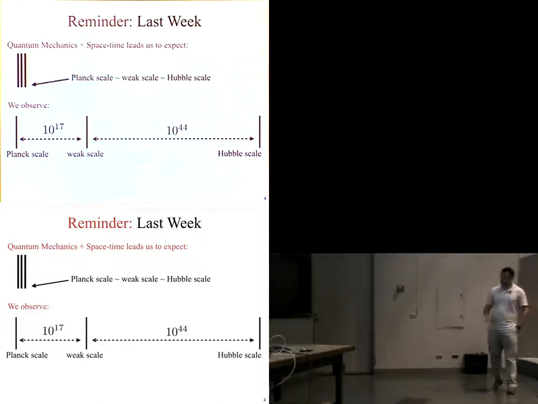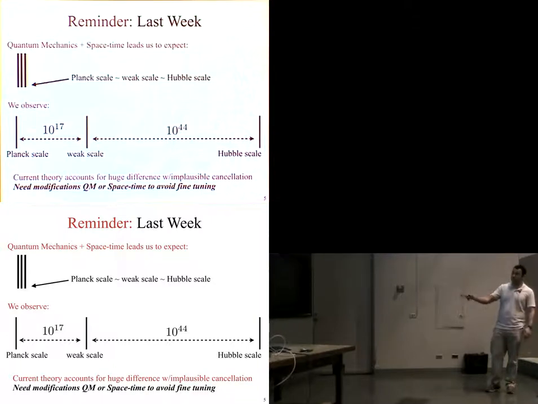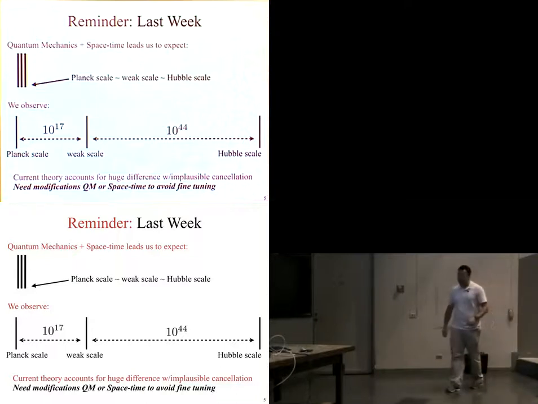So there are these giant differences between these scales. This is 10 to the 17, one followed by 17 zeros, separating the Planck scale and the weak scale, and then an even bigger distance scale separating these two. And so this is a problem. The current theory can account for these big differences by these implausible and just ridiculous calculations or cancellations. So what we say is that there are parameters in the theory that you can adjust that can give you a picture that looks like this.